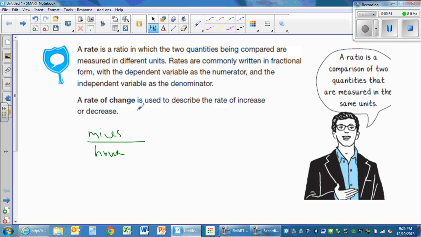A rate of change is used to describe the rate of increase or the rate of decrease. In order to do that, you're going to take the change in miles and divide it by the change in the hours. And they talk about it as the change in miles per the change in hours.